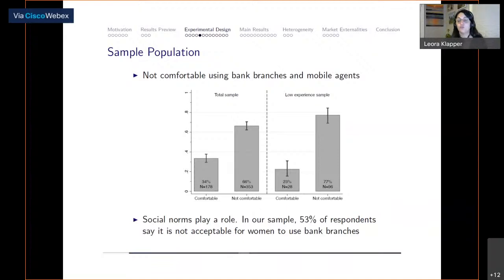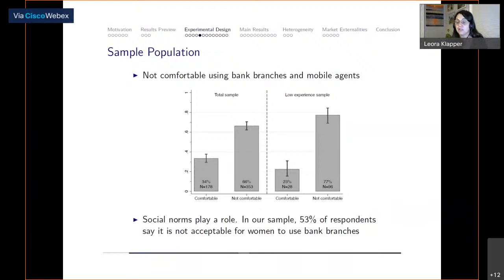Okay, this is an important one, social norms in Bangladesh. So first, about half of respondents says it's not acceptable for a woman to use a bank branch. They stand online to use a teller. The second important piece of information, which we learned during our study, was that in order to activate your mobile money account with an agent, you give the agent your phone number. Women in Bangladesh aren't comfortable giving their phone numbers to a strange man because they feel they'll be harassed in the future.